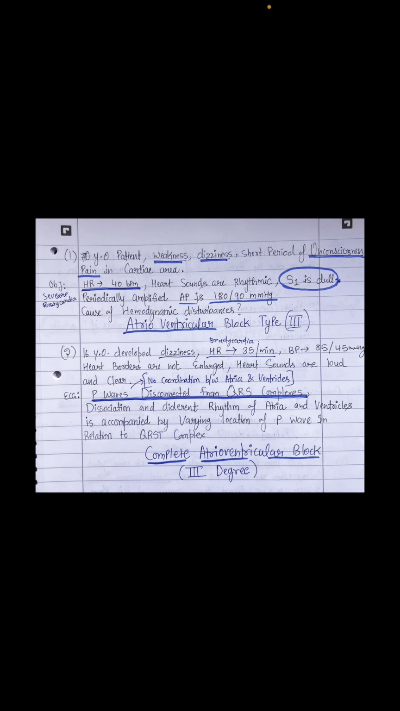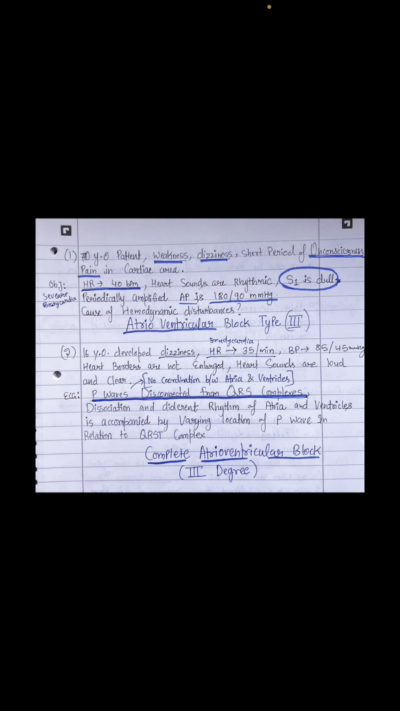And you can see the arterial pressure is severely elevated. Why is this elevated? This is because the heart is trying to compensate. The heart rate is very low, but the arterial pressure is raised because the compensation system is trying to compensate the cardiac output.